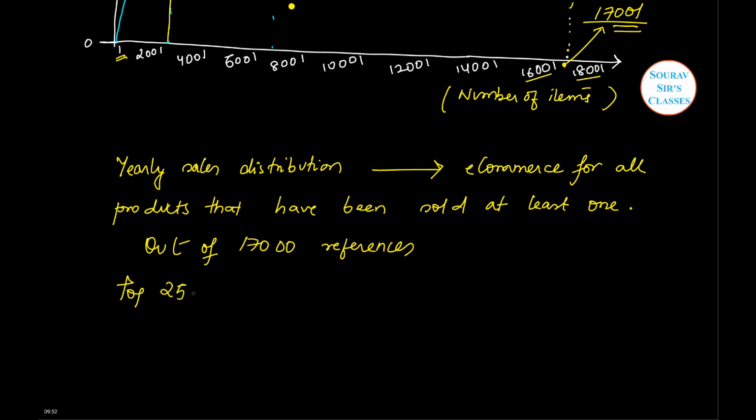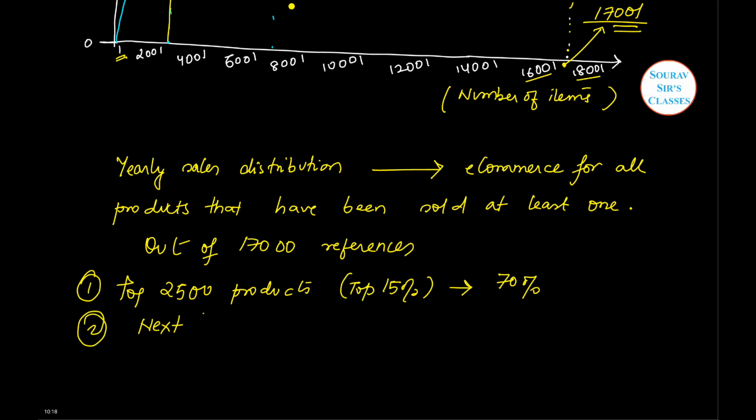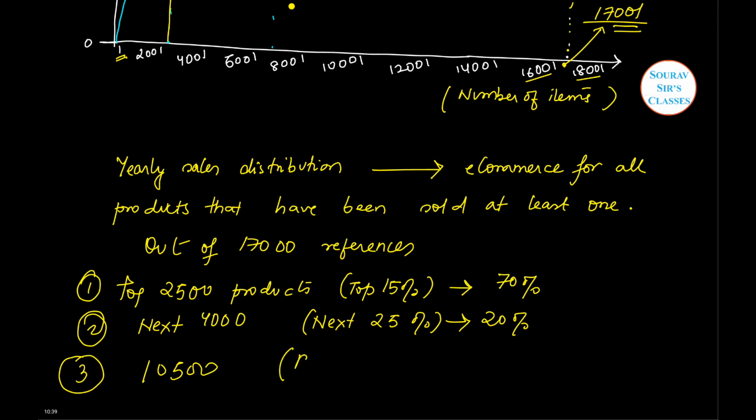the top 2,500 products, that means you can say top 15%, 17%, sorry, it will be 15%, actually represent 70% of the sales. Then the next 4,000 products, that is the next 25%, represent 20% of the sales. And the bottom 10,500 products, that is the bottom 60%, actually represent 10% of the sales. Okay, so with this we end the description of the graph.